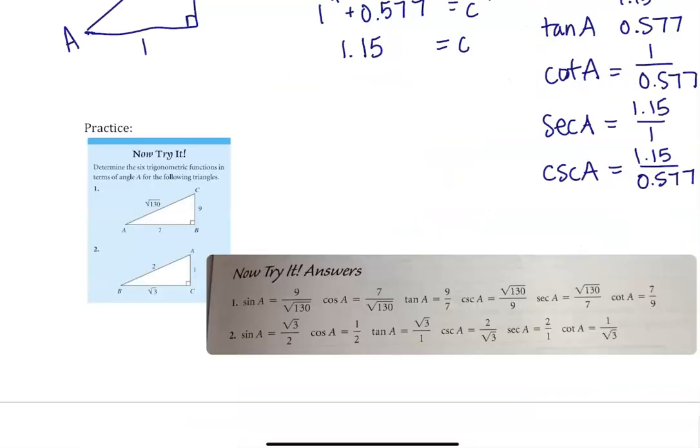I'm going to leave you with 2 practice problems before you attempt your homework. You'll see the answers are given next to the try-it problems. You don't have those answers in your notes, but they're here in this video. So you can always pause this video, see if you get these same answers, and if you do, you're ready for your homework.